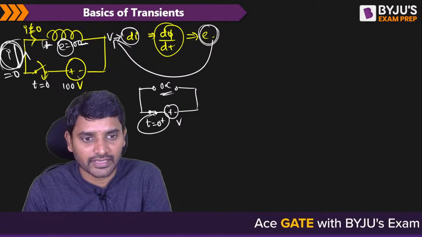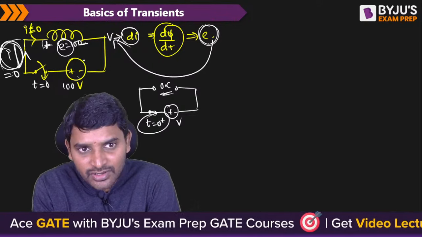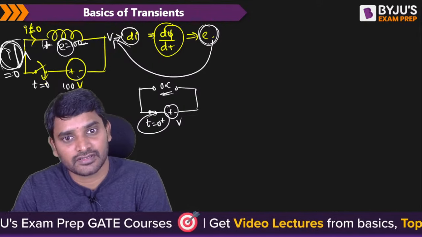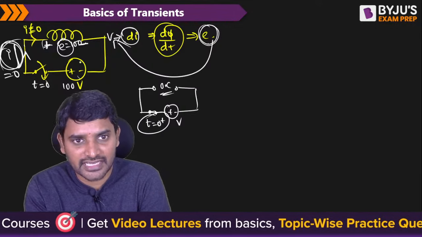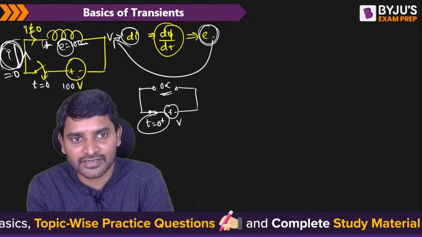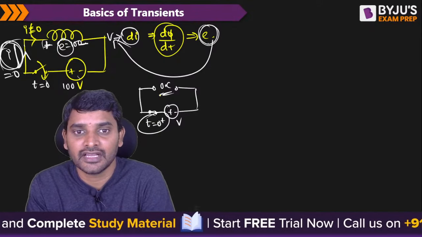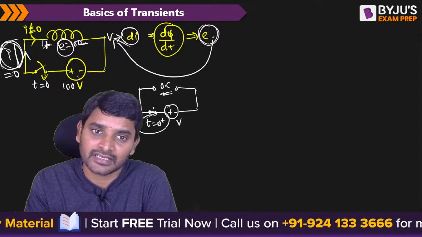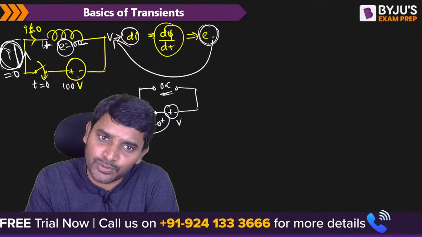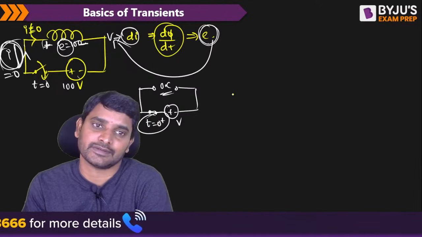This opposition cannot be for all time. Now here, this source is connected for a long time. So the moment when you connect, just after the switching instant or just after closing the switch, this is the behavior. Now, after some time, definitely this voltage source pushes the current through the inductor.